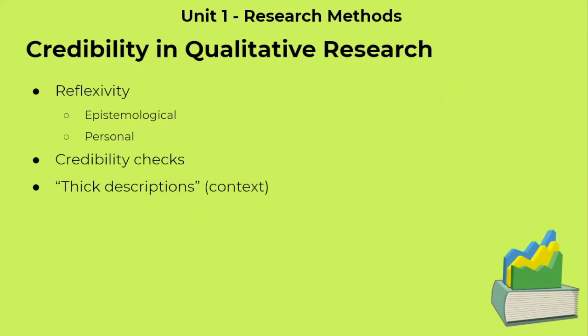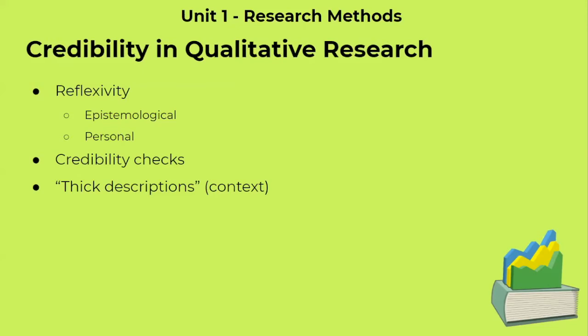There are 2 types, epistemological and personal. Epistemological reflexivity is when the researchers reflect on the strengths and limitations of their research method. For example, we would talk about the strengths and limitations of a survey and how they would potentially affect the findings. This is important so that the findings can be interpreted with skepticism and we can take into account the strengths and weaknesses.